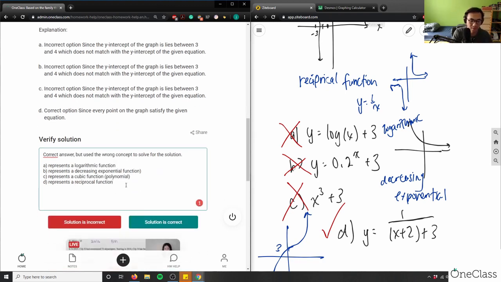So in this case, based off the graph, D is the only valid answer. However, the graph does not actually equal whatever they had here, which is y equals 1 over x plus 2, plus 3. It actually does not equal that. So this here, I'll say the solution is correct.